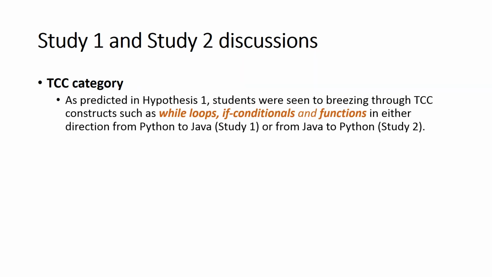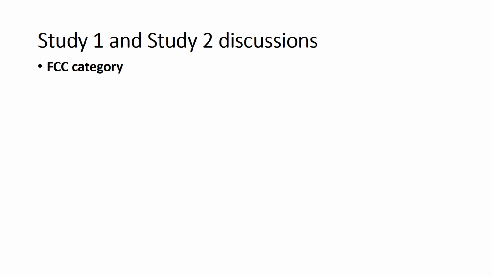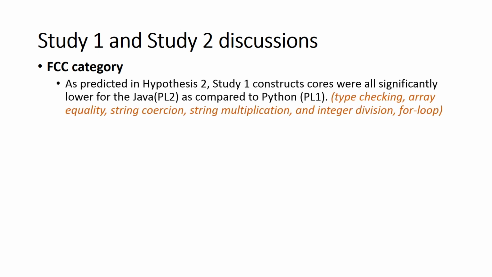As predicted in Hypothesis 1, students were seen to be breezing through true carryover constructs such as the while loop, if conditional functions in either direction, from Python to Java in Study 1 and from Java to Python in Study 2. This is because they were the easiest to transfer, because the syntax looks similar and the semantics are the same, hence no change is required in the existing knowledge structure. For the false carryover construct, as predicted in Hypothesis 2, Study 1 construct scores were all significantly lower for the Java as compared to Python.